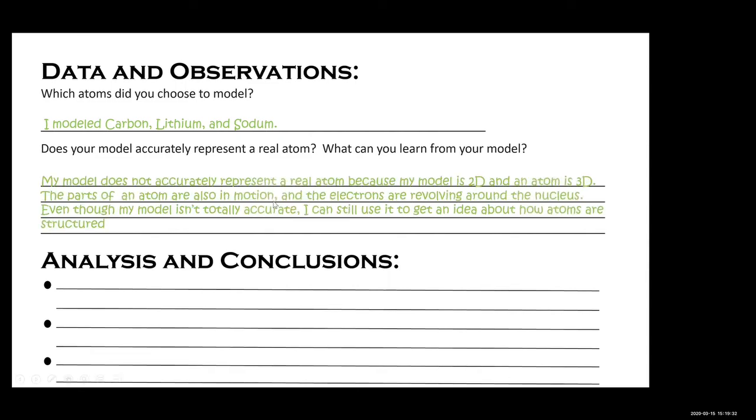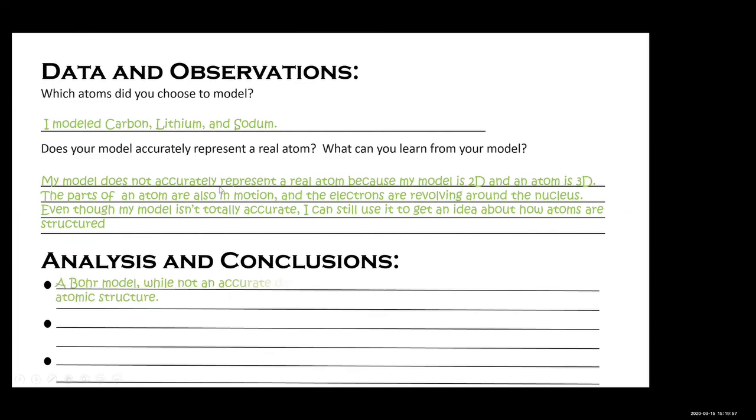Does your model accurately represent a real atom? And what can you learn from your model? So my model does not accurately represent a real atom because my model is 2D and an atom is 3D. The parts of an atom are also in motion, and the electrons are moving around the nucleus in a cloud, not like an orbit.